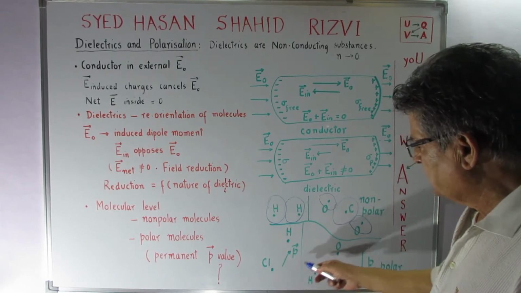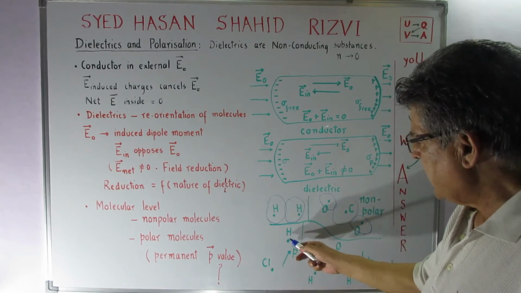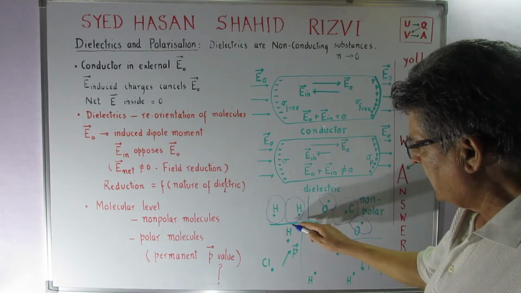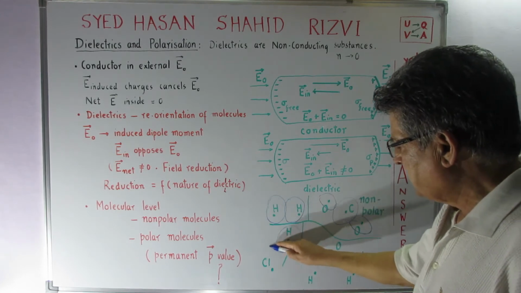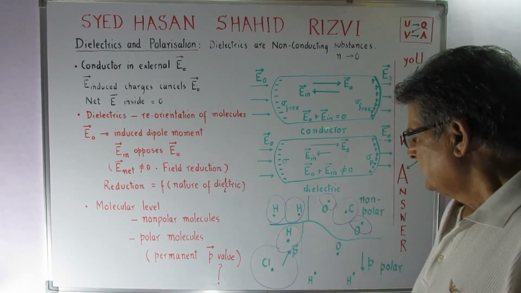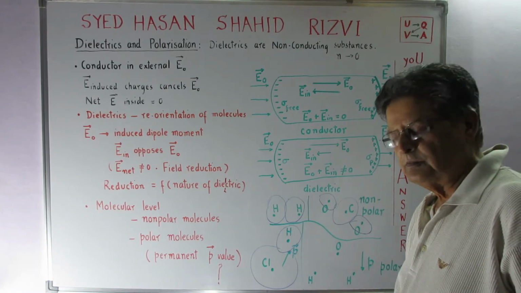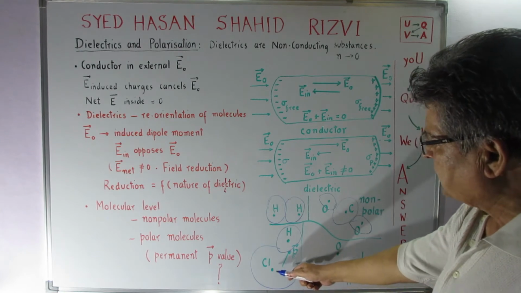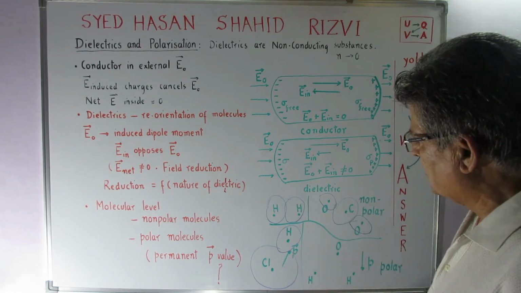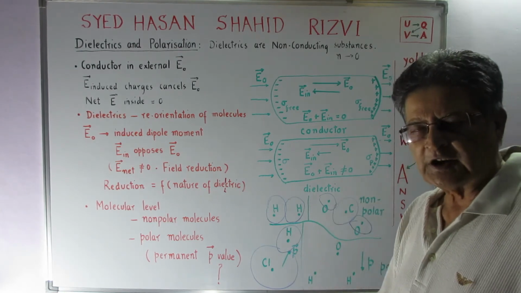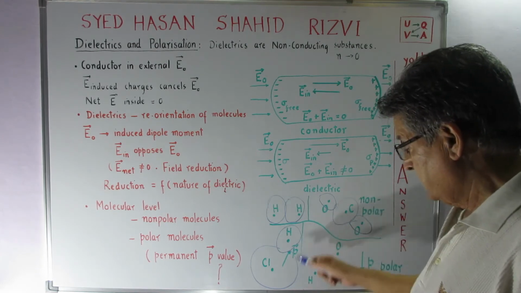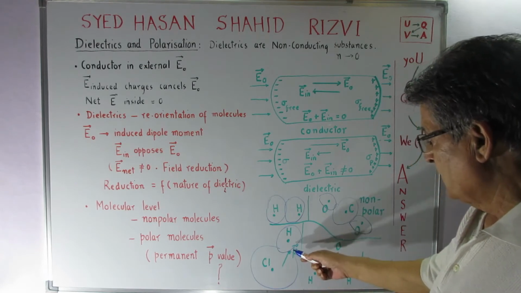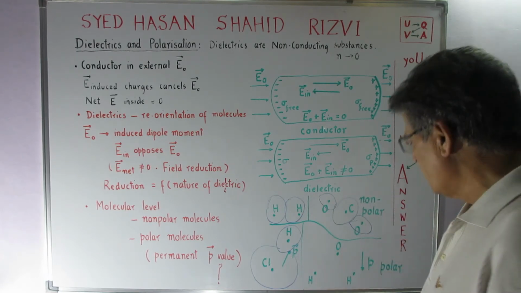But there are molecules like HCl. In HCl, the H and Cl have a kind of give and take. An extra electron in the outermost orbit of chlorine will go and satisfy the hydrogen. So there is a polarity. There is a dipole moment that exists from before.